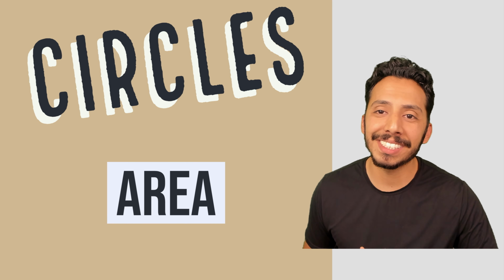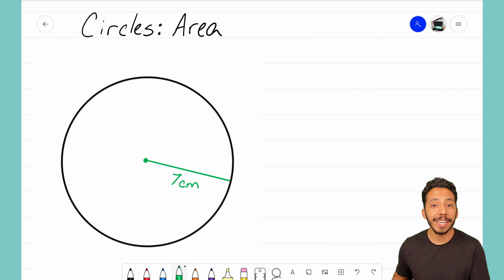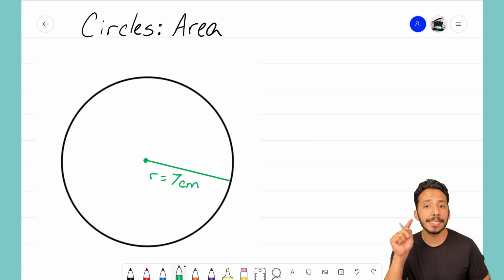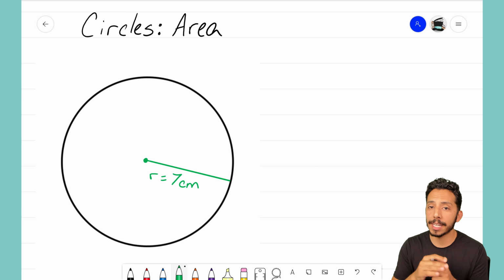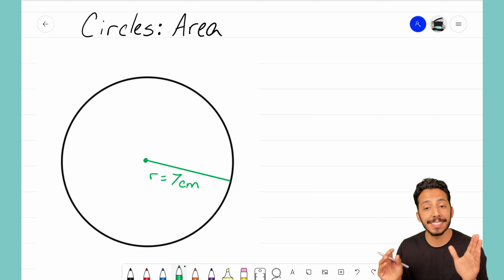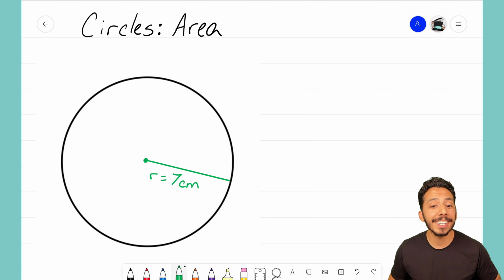Let's jump into this example and see how we can find the area of this circle here. Notice that the circle has a radius, and I'll mark that as R. We know it's the radius because it's going from the center of the circle to the outside. Remember, the diameter goes the entire length, end to end, but the radius is half of it. So our radius is 7 centimeters. Now we want to find the area for this circle.